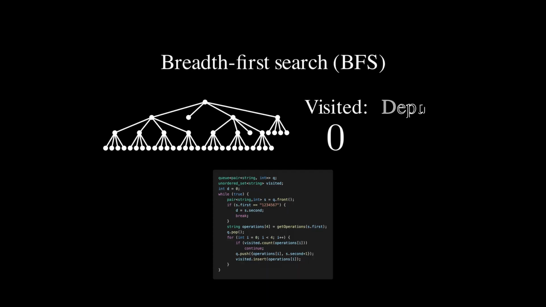Thankfully, there exists a graph traversal algorithm which is vastly superior to depth-first search in this instance, breadth-first search. This is how it works. All nodes at depth 0 are explored, then all nodes on depth 1 are explored, then depth 2, and so on, until a leaf node is found.